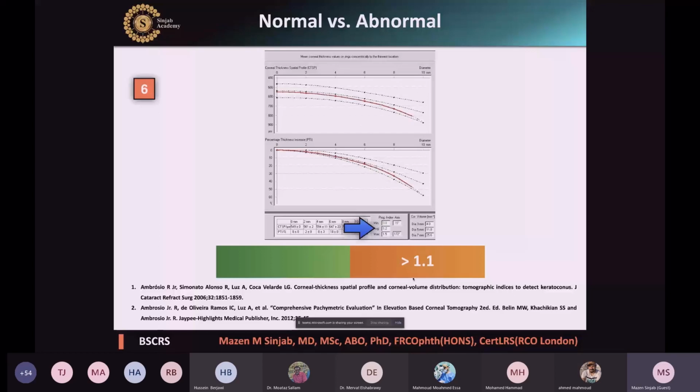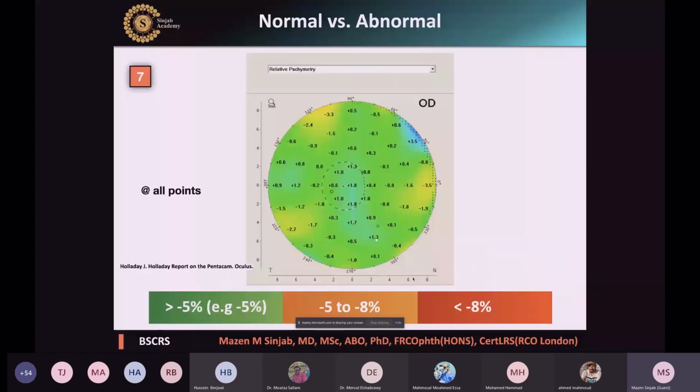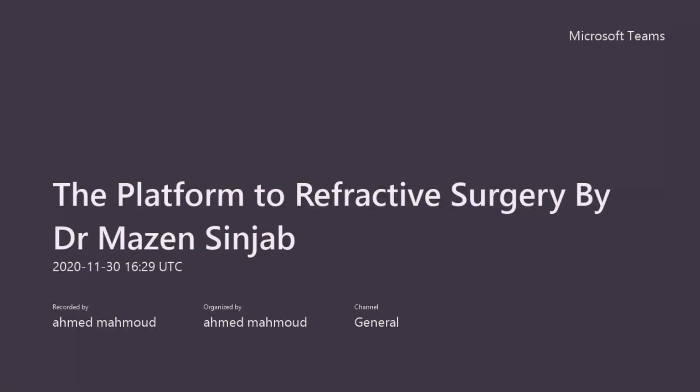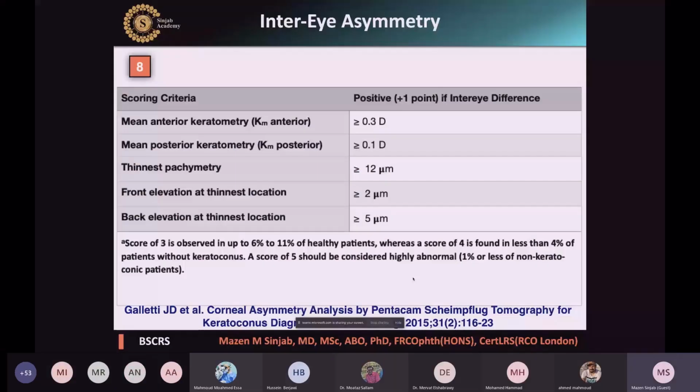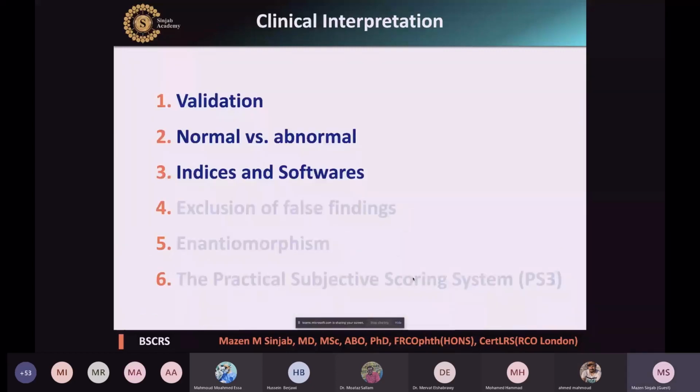Then regarding the relative thickness map, which compares abnormality, let's say. Actually, every software or every device has many indices in order to simplify the classification of the cornea. I am totally against this. I'll show you why. Because the indices are objective evaluation, not subjective evaluation.